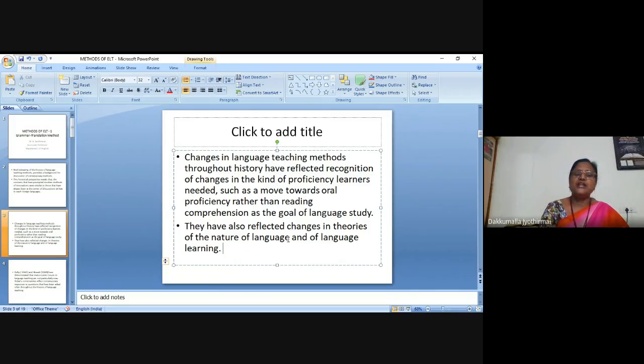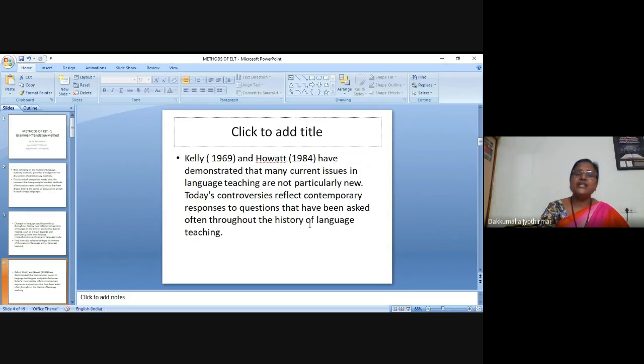So that is why the goals kept on changing, and this intention to change the goals is actually reflected in theories of the nature of language. And they try to probe into the nature of language and also language learning in order to come out with different methods of teaching, so as to increase the proficiency of the learner.